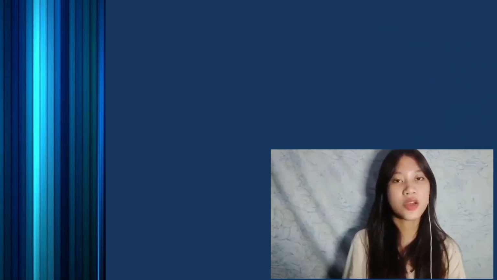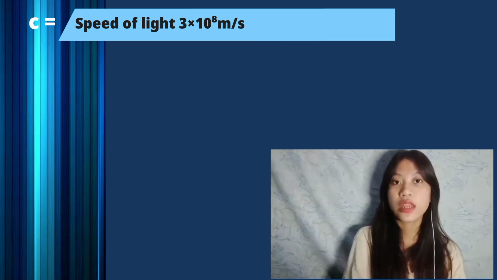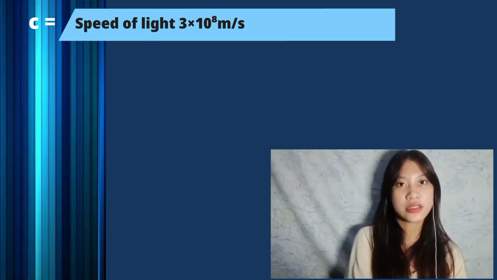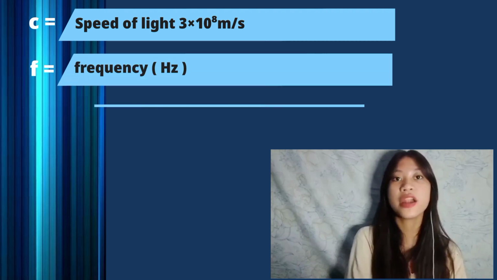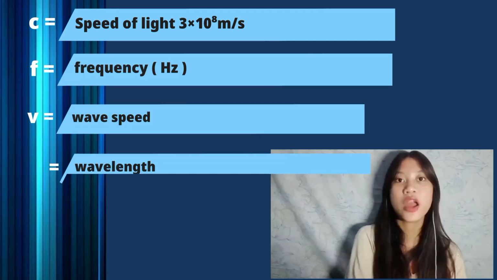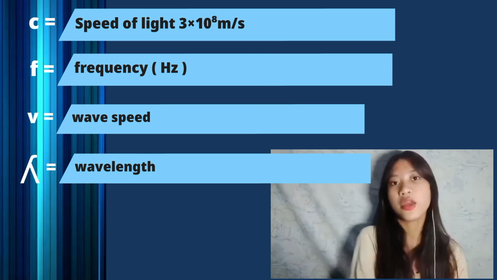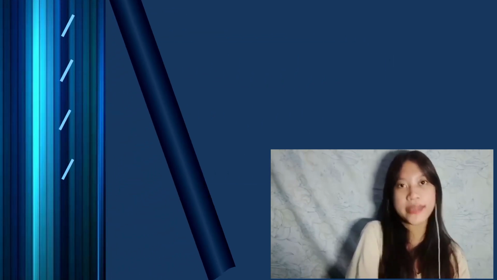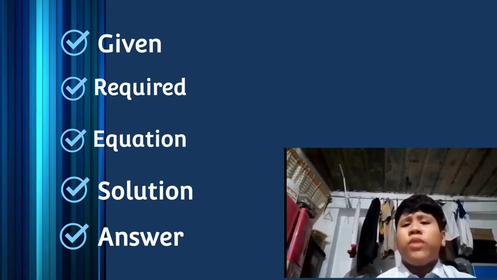Before we proceed in solving equations, we have here the speed of light, 3 times 10 raised to 8 meters per second. We have here frequency, and the symbol is small letter f, wave speed, and the symbol is small letter v, and wavelength, and the symbol is upside down y. Don't forget, now that we're solving a few equations, we are using the reciprocal form.